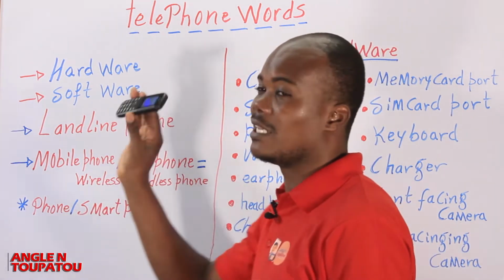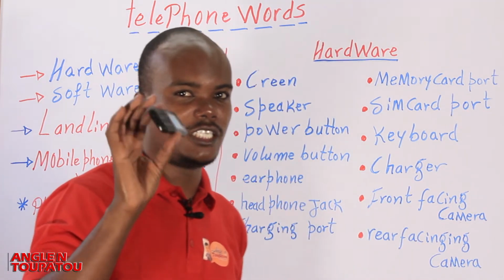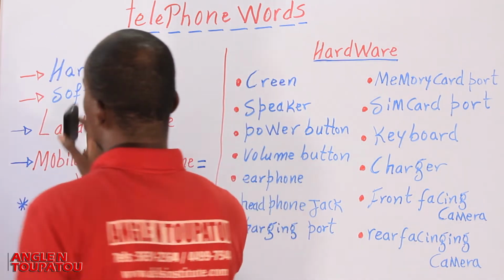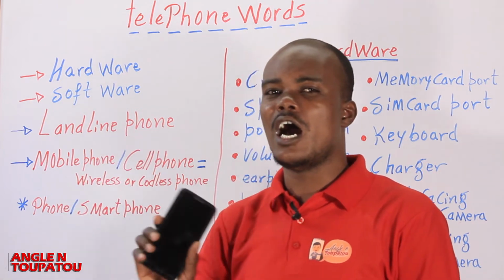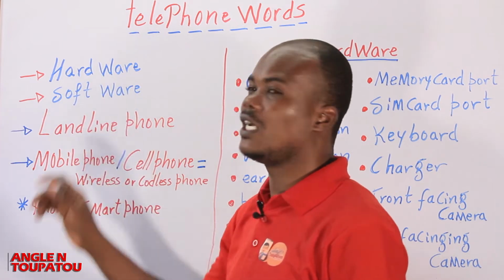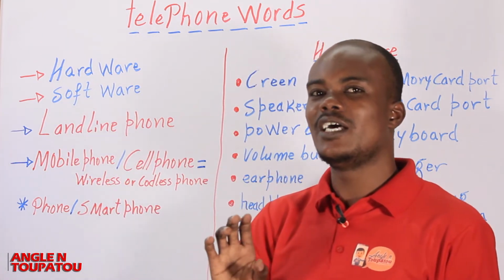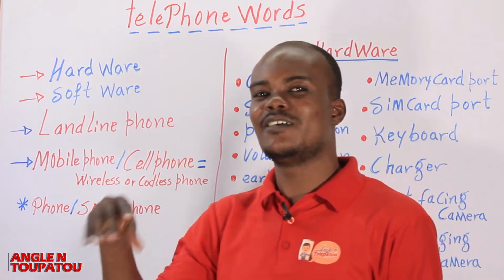Today, I'm going to talk about telephone. As you see, I have a telephone here. There are some vocabulary words that you have to know. Telephone words, like in the telephone: the telephone has two parts, hardware and software. When I say hardware, it is the physical part of a telephone, and software is what you cannot touch. This is what is inside of the telephone.